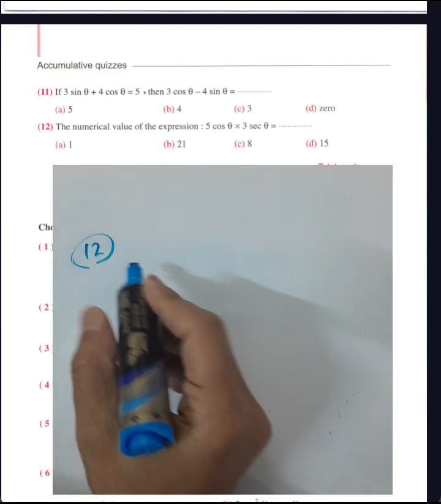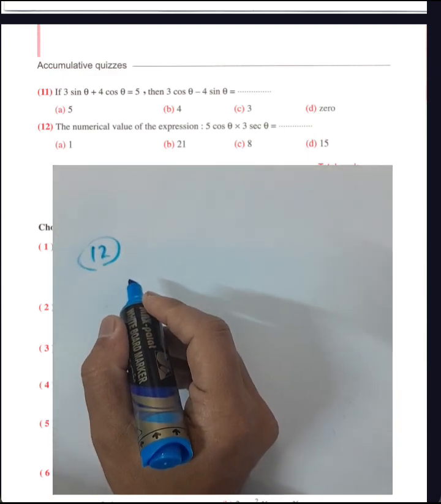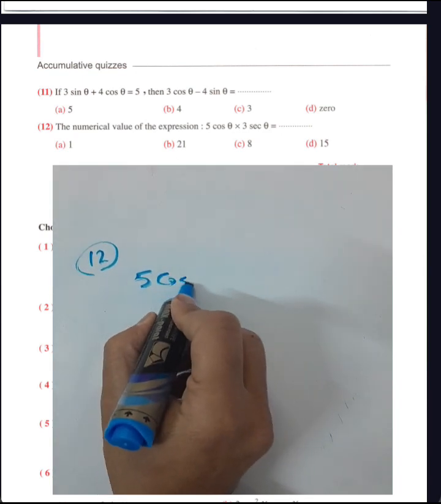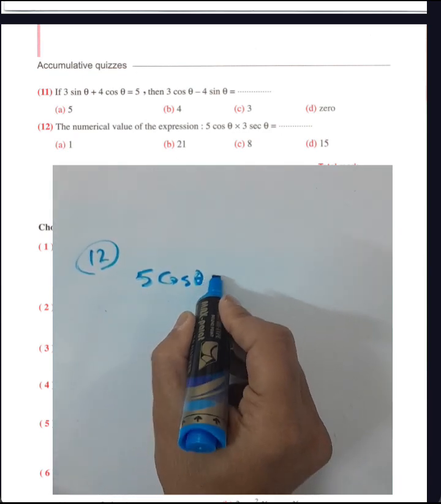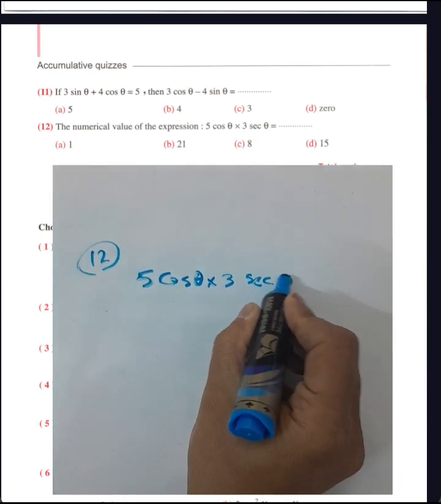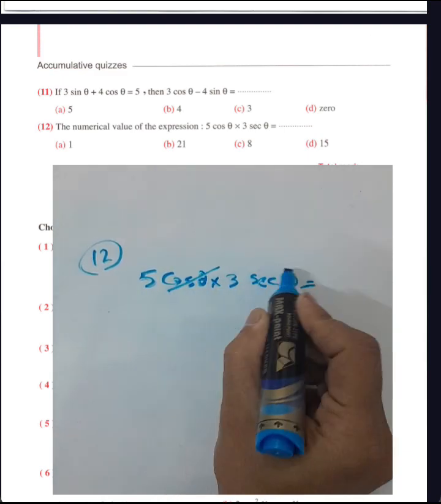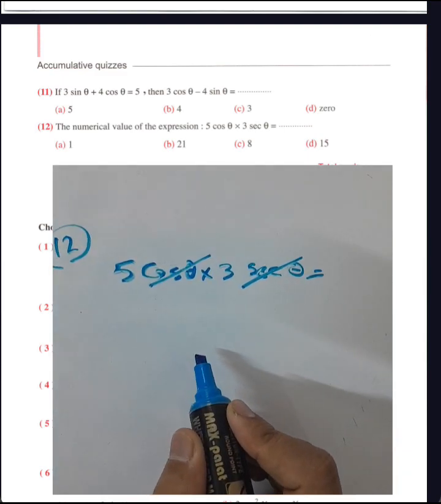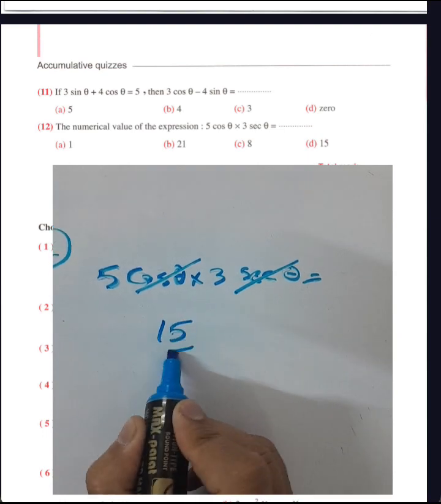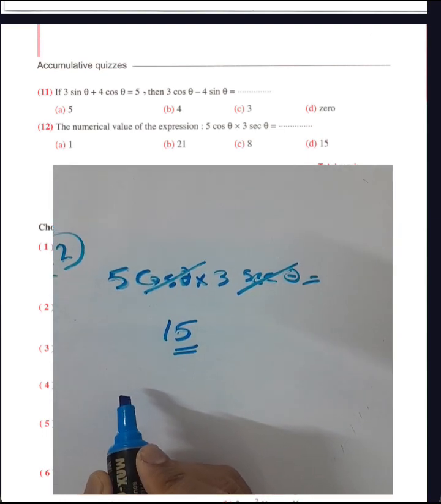Question 12 is the numerical value of the expression 5 cosine theta product by 3 secant theta. We know secant theta product by cosine theta equals 1, the inverse of each other, and 3 times 5 equals 15. Then the result here will be 15. Choose letter D for question 12.